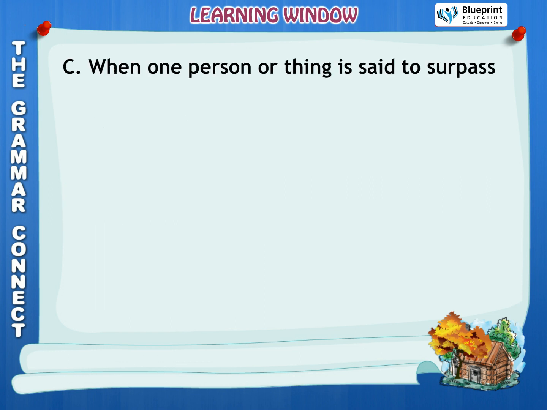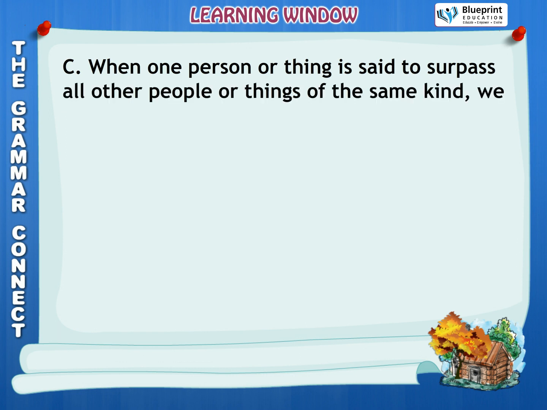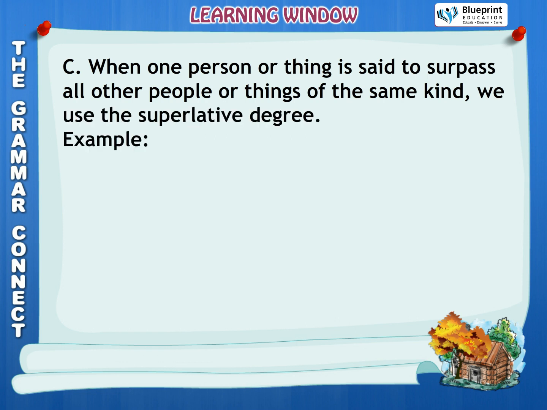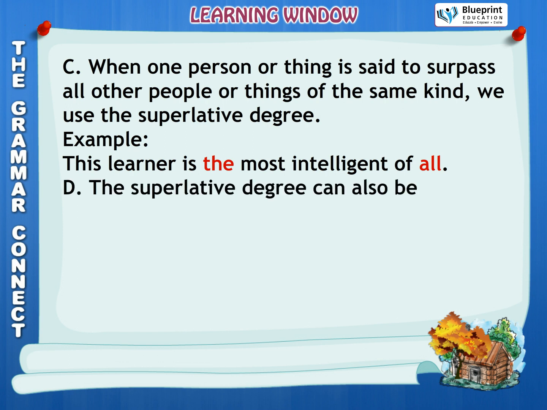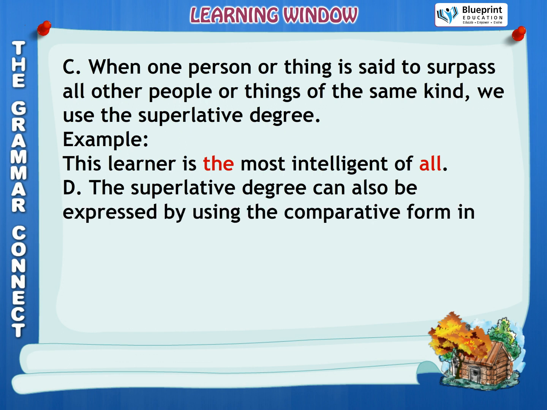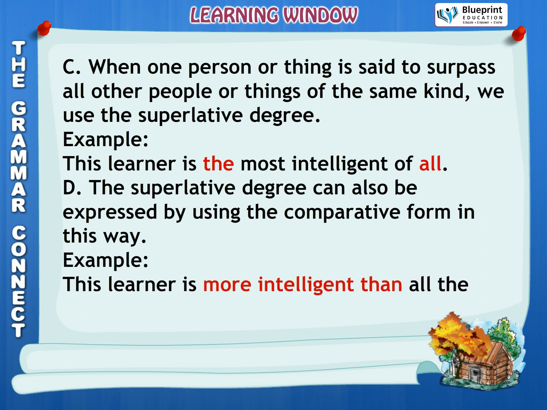C. When one person or thing is said to surpass all other people or things of the same kind, we use the superlative degree. Example: This learner is the most intelligent of all. D. The superlative degree can also be expressed by using the comparative form in this way. Example: This learner is more intelligent than all the other learners in the class.